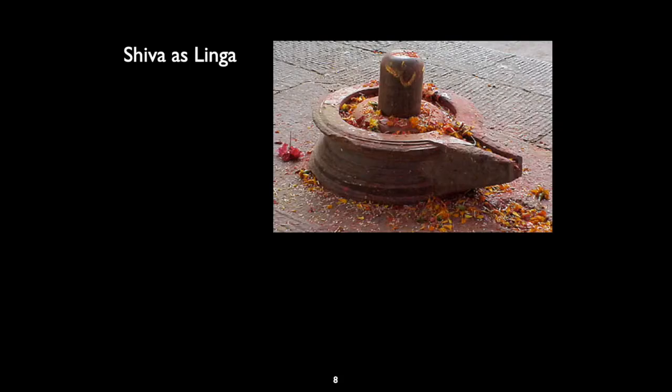There are many different symbols for Shiva. Perhaps the most famous and most ancient symbol for Shiva is this erect pedestal called the linga, which is symbolic of the male member, the penis. In this case, it is surrounded by a bowl with a line through it, which is the yoni. The two of them together are the cosmic union of male and female principles.